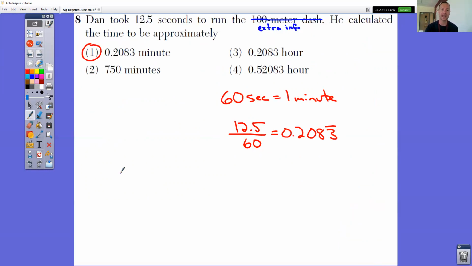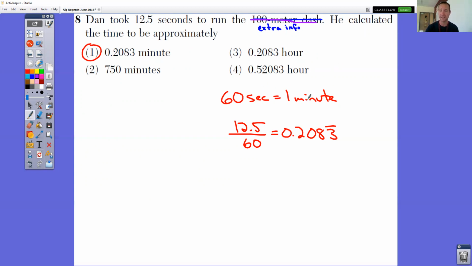In question number 8, Dan took 12.5 seconds to run the 100-meter dash. He calculated that time to be approximately what? Now, they are trying to trick you. This 100-meter dash is just extra information that we don't need. It's there to confuse you. All that we're doing is converting 12.5 seconds into either minutes or hours.